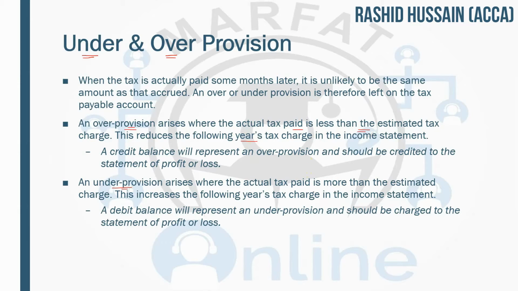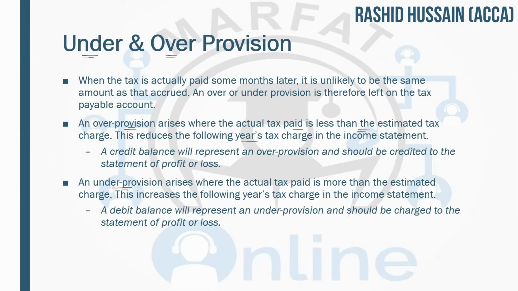Now, one thing is very important for the exam. Whenever you are having the objective test question or, for example, the final account question, most of the time the under and over provision is given in the question and in the trial balance, but they do not tell you whether it is an over provision or an under provision. Simply, it will be mentioned in the trial balance, and you have to judge yourself whether it is an over provision or under provision.